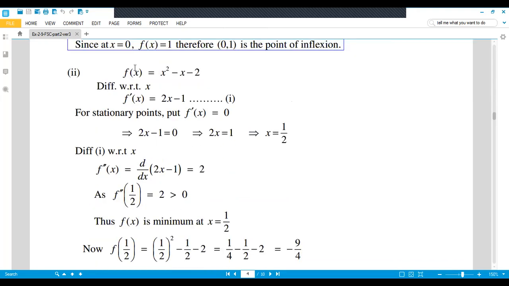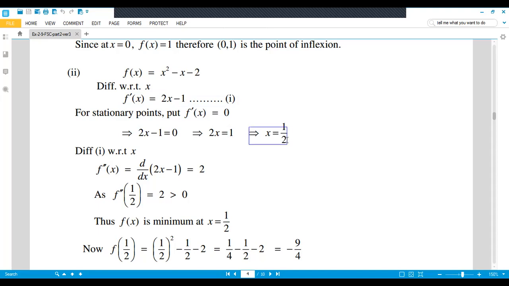In the second part, you are given x square minus x minus 2. Same steps we follow. We take the first derivative. So it will be 2x, and for minus x, minus 1, and for the constant, 0. So you will get 2x minus 1. So for the stationary point, you put the first derivative equal to 0. So 2x minus 1 equal to 0. So 1 shifted to the other side positive, and 2 multiplied with x shifted to the other side, divide.